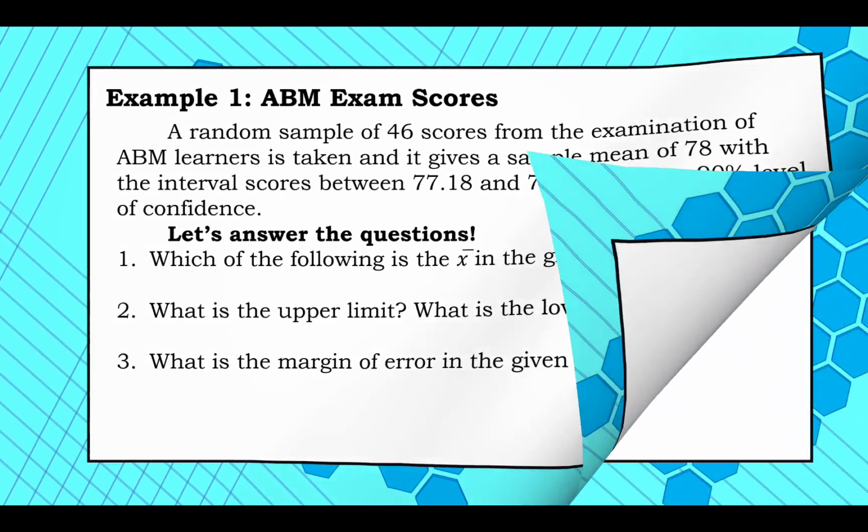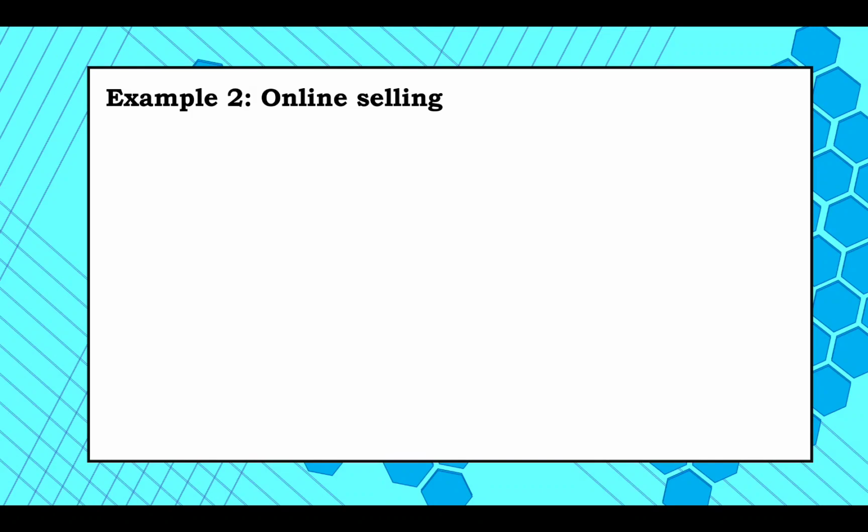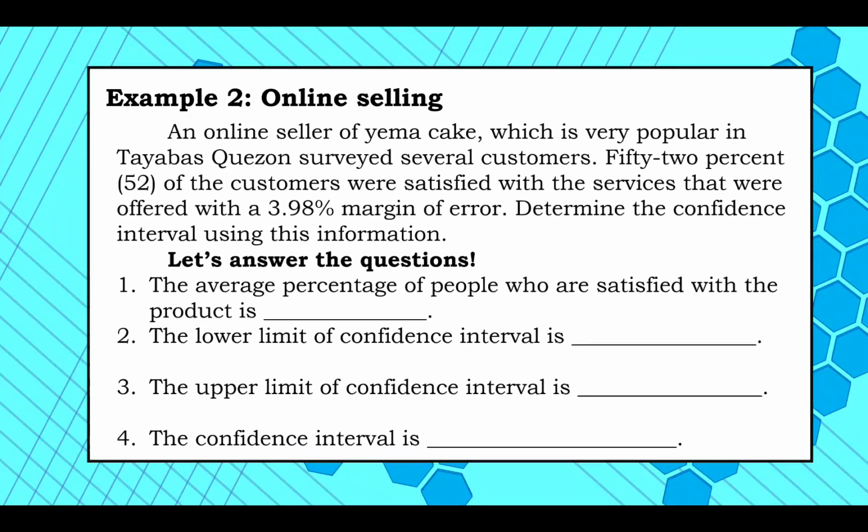Let's have another example. Example number 2 about online selling. An online seller of Yema cake, which is very popular in Tayabas, Quezon, surveyed several customers. 52% of the customers were satisfied with the services that were offered with a 3.98% margin of error. Determine the confidence interval using this information. Let's answer the following questions. The average percentage of people who are satisfied with the product is 52%.